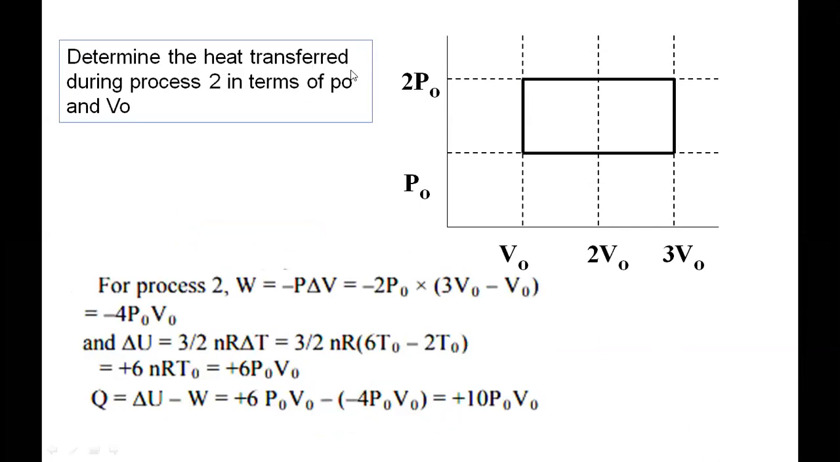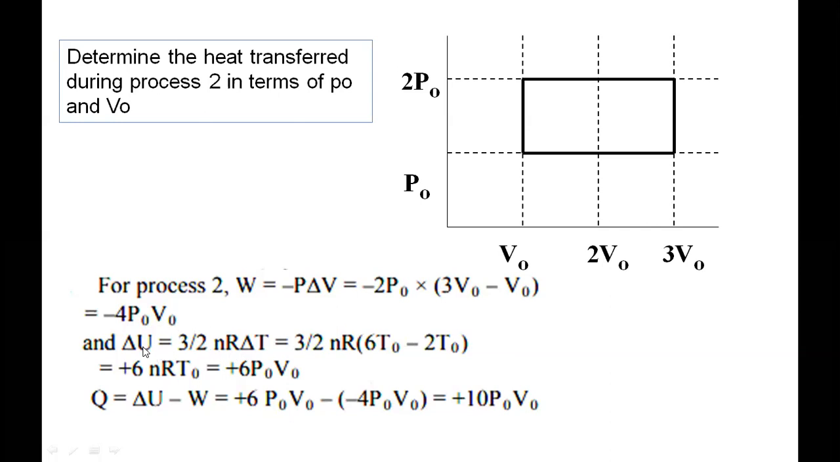Determine the heat transfer during process 2 in terms of P naught and V naught. For process 2, the work equals minus P delta V, and this equals minus 2 P naught times 3 V naught minus V naught. The result equals minus 4 P naught V naught.